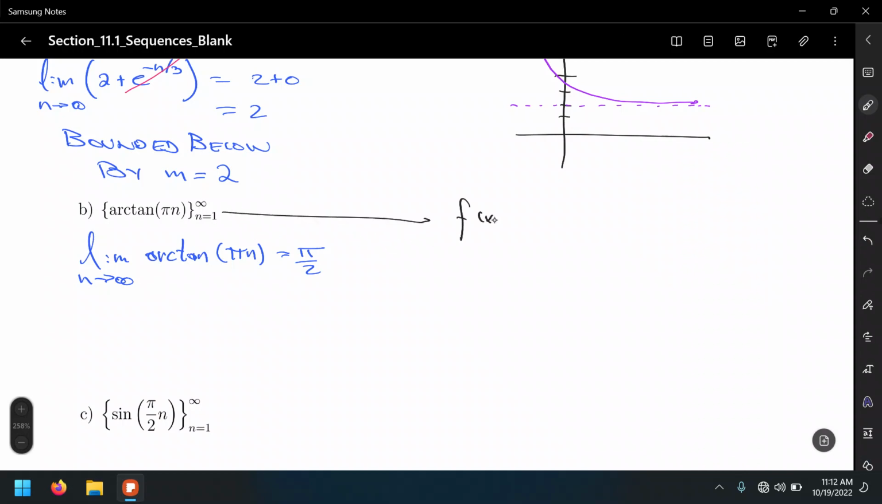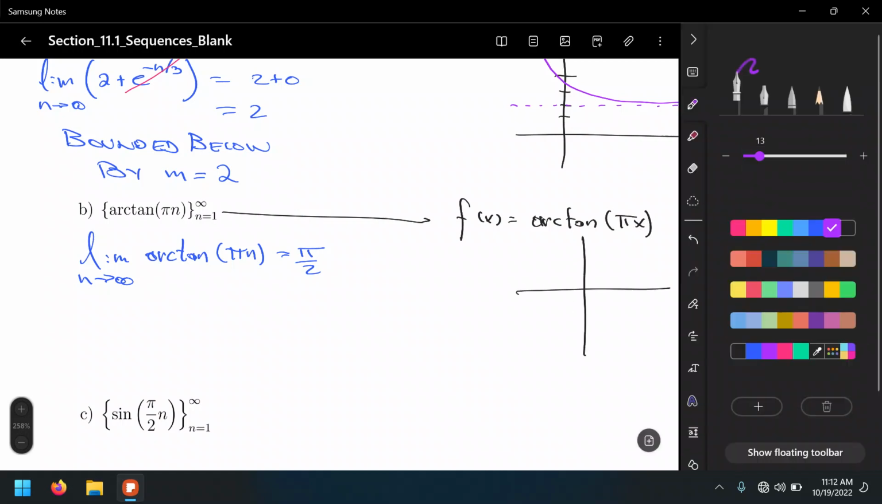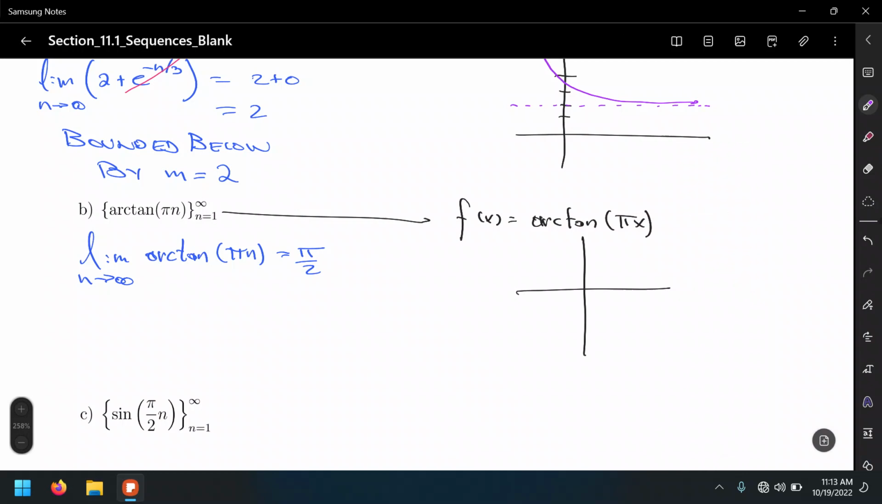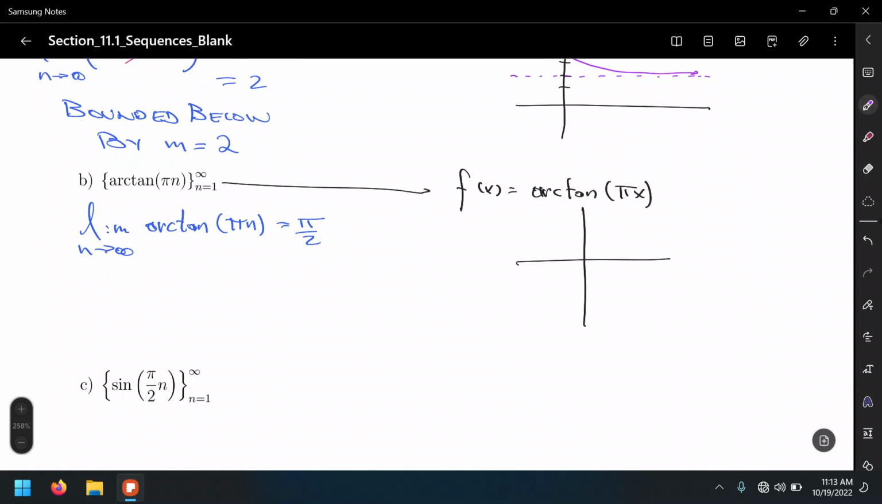So f of x equals arctangent of pi x, and recall, we already reviewed this graph back when we covered improper integrals to determine the behavior at infinity. And recall that this graph has two horizontal asymptotes, one at negative pi over 2 and one at pi over 2. And be careful here because the graph is showing us two horizontal asymptotes, one the bound above and one the bound below.